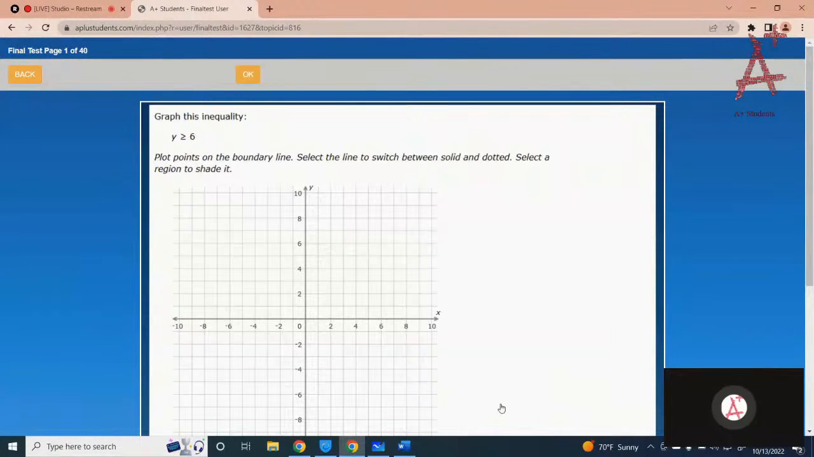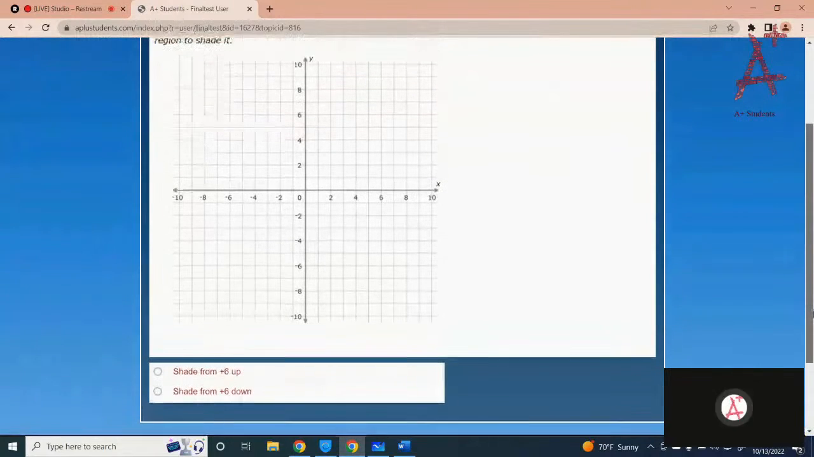Okay, graph the linear inequality y is greater than equal to 6. Plot points on the boundary line. Select the line to switch between solid and dotted. Select the region to shade it. Okay, y is greater than equal to 6. Here you have 6, and the values are greater. That means the line is at 6 and all the values above 6 are included in the graph. You have to shade from positive 6 up.